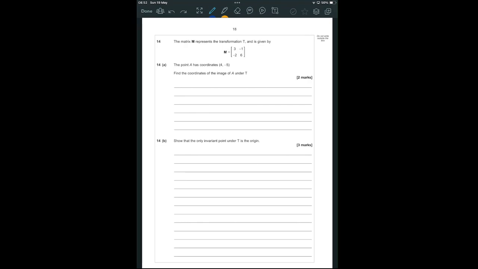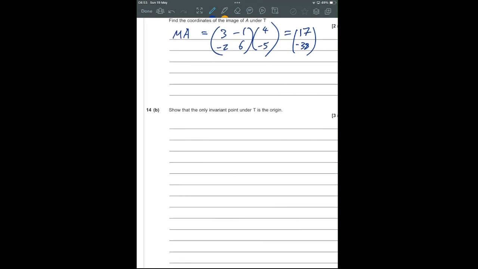Matrix transformations, maybe? Yeah. Transformation T is given by that matrix M. A has that coordinate, find the coordinates of the image. Well, the image is just M times the coordinate. So I'm trying to do the multiplication. Matrix times (4, -5). And I could do this in my calculator, or I could just multiply it out. 3, -1 times 4, -5 is 12 plus 5 is 17. Minus negative 38, I believe. Yeah. Again, do that in your calculator, and in your checking time, definitely do it in your calculator.